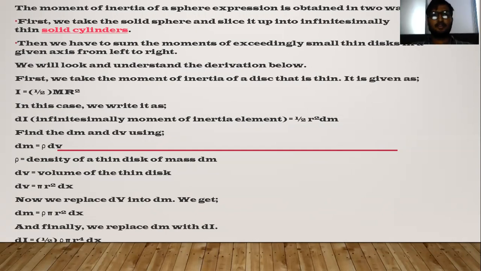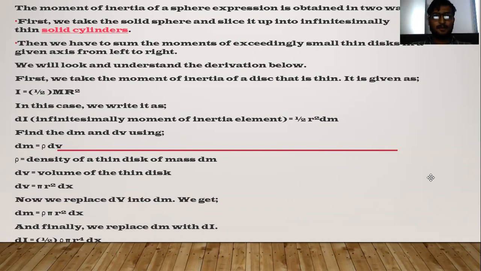Then the moment of inertia of a sphere is obtained in two ways. First way, we take the solid sphere and slice it up into infinitesimally thin solid cylinders. Then we have to sum the moments of inertia of each small thin disk along the given axis from left to right. We will look at and understand the derivation below.